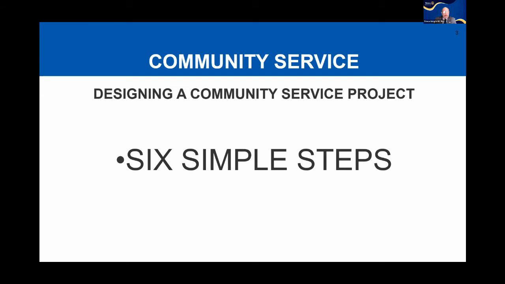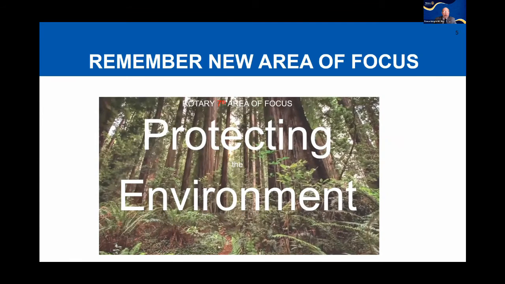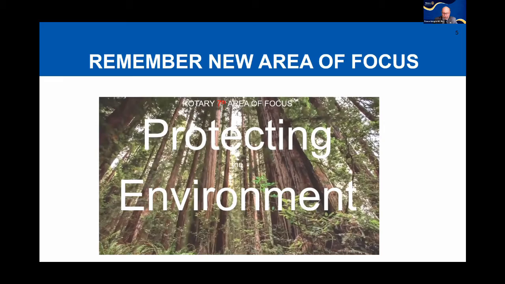So to start out, the first step of the 6 simple steps in determining what a community service project is and should be, we encourage that you align it with our areas of focus. Currently we have 6 areas of focus. They're listed here in front of you. And kindly remember that shortly we will be having a 7th area of focus. This comes into effect on July 1st. So for those of you who thought I'd forgotten protecting the environment, quite the contrary.